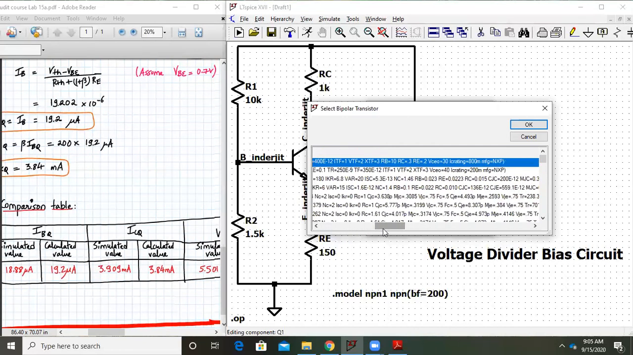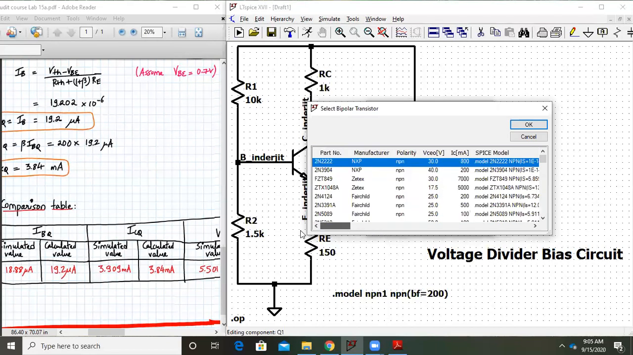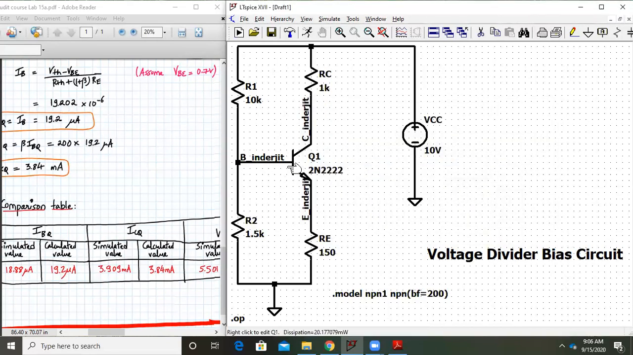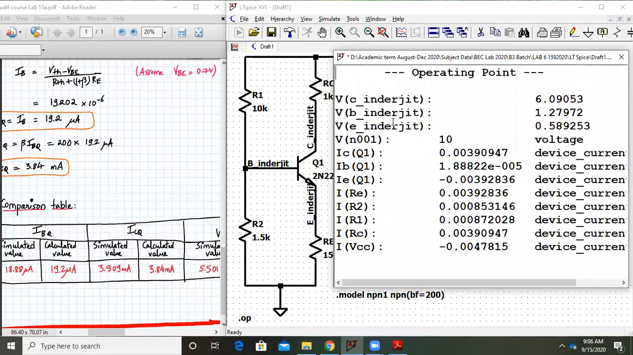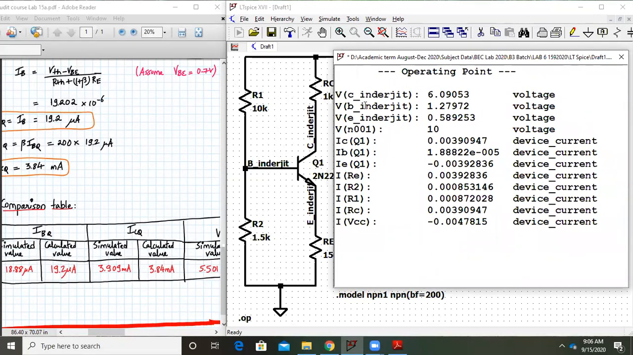So these are all the parameters. Whenever you put all these parameters, only then it will give you proper values of current. I mean the biasing current. So I've selected this transistor. So there is no meaning of this statement now. Okay. So basically we have selected the default model of the transistor 2N2222. So right now if I simulate it again, I may get correct values.